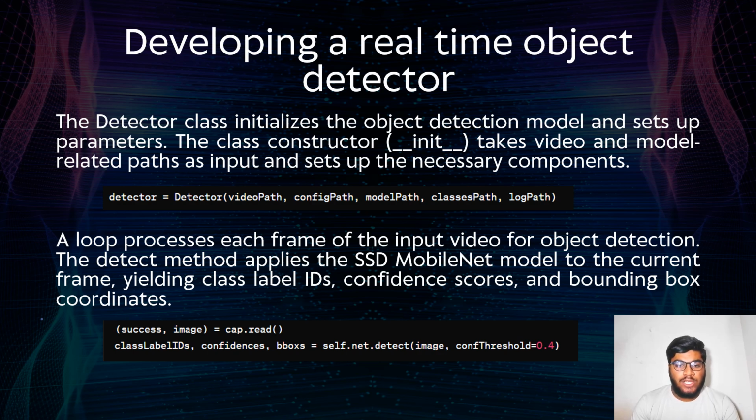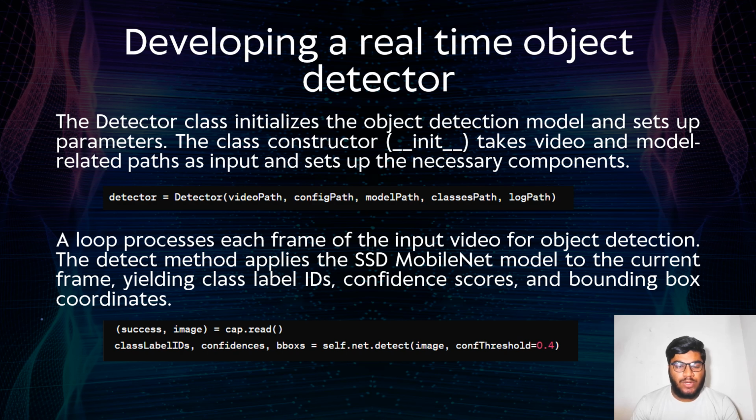A loop processes each frame of the input video for object detection. The detect method applies the SSD MobileNet model to the current frame, yielding class labels, IDs, confidence scores and bounding box coordinates, where we are going to read the success.